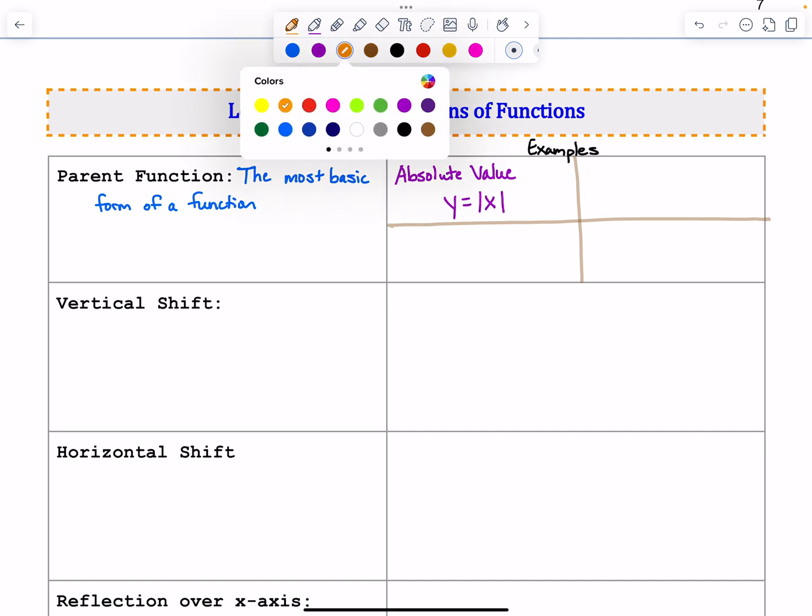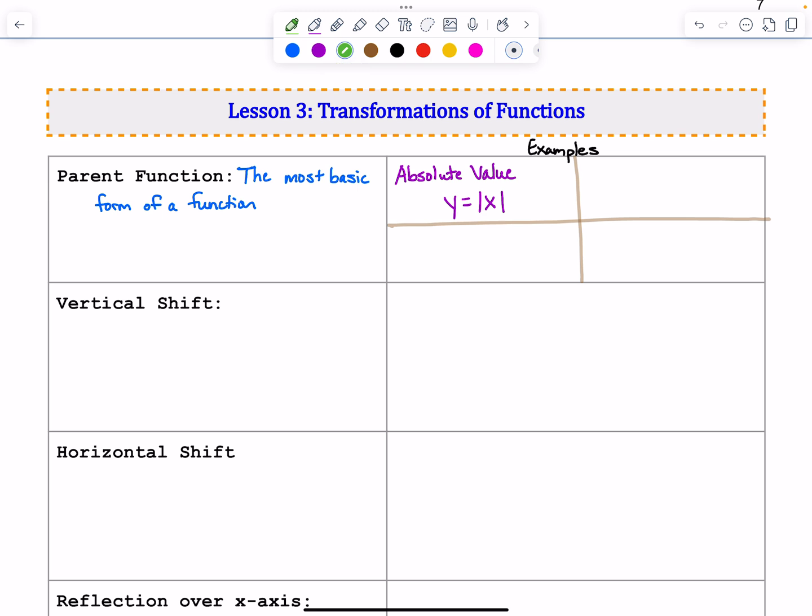Now let me grab another color. So let's say green is going to be exponential. So the parent function of an exponential function is we normally just write it as y equals 2 to the x power. 2 is the most basic base that we use for that one. And then quadratic would be y equals x squared. And then let's do rational is y equals 1 over x.